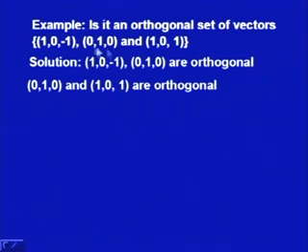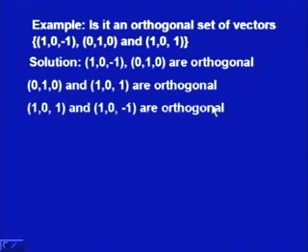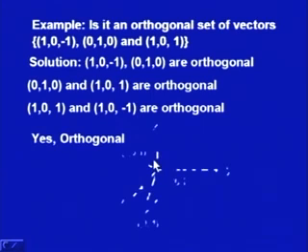Consider the second pair, (0, 1, 0) and (1, 0, 1). Again, this pair is orthogonal, because 0 multiplied by 1, plus 1 multiplied by 0, and 0 multiplied by 1 are all 0. So, this is also orthogonal, and there is a third pair, (1, 0, -1) and (1, 0, 1). If this pair is also orthogonal, then we can say that this set is a set of orthogonal vectors. So, let us check this. 1 times 1 is 1, this is 0, and -1 times 1 is -1. So, the sum is 0. This is also an orthogonal pair, and that means yes, the set S is an orthogonal set of vectors.